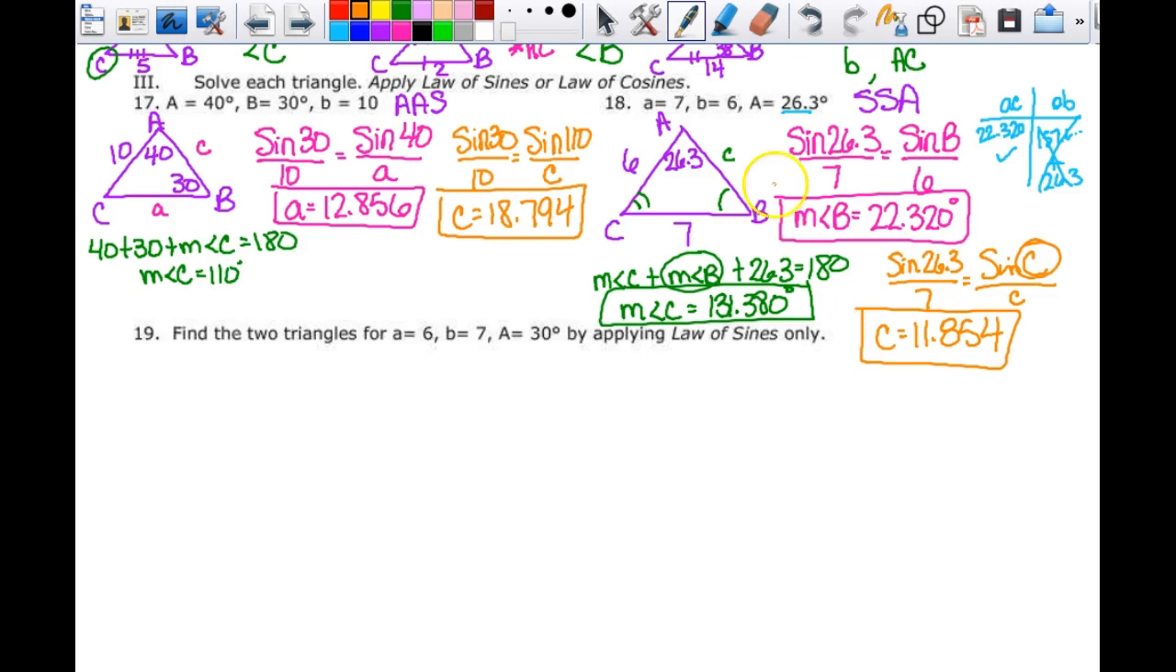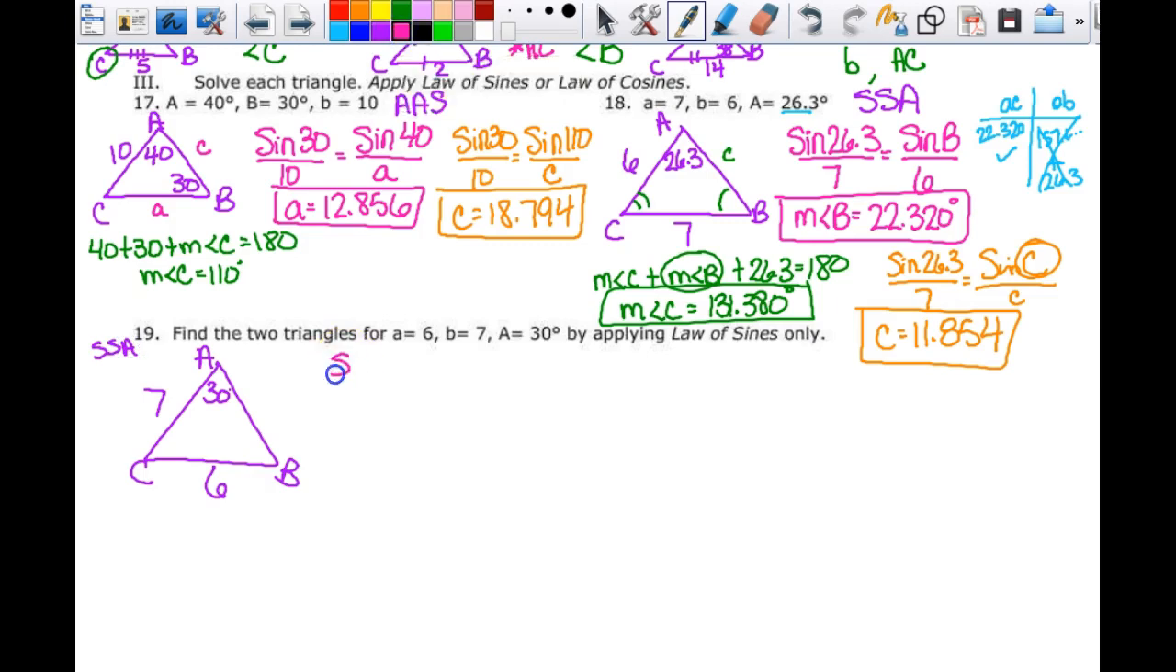Kind of like here, we've got to make sure that we go and check. So here's my triangle. Draw this. ABC. A is 30 degrees. Little a is 6. B is 7. So if I wasn't told, hey, there might be two, this is a side-side-angle situation, which tells you that it is the ambiguous case. And we have to use law of sines.